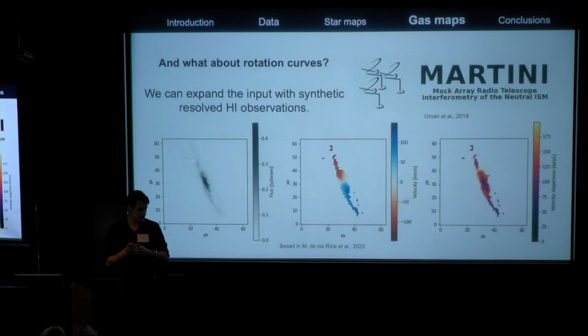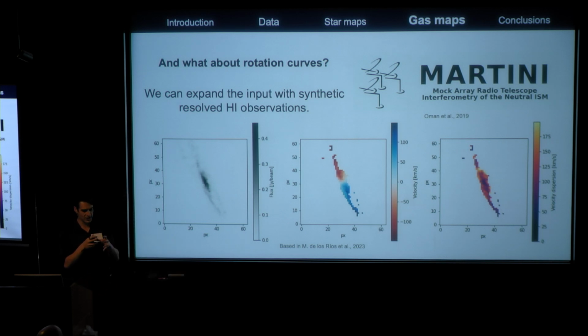What I have been doing these last months is to try to expand the network with more information. So in the local group, we have a lot of galaxies with proper H1 observations from which we can construct gas rotation curves. And as you know, this is a very good tool to infer density profiles. So why not try to apply the same logic with the stars to the gas and make more maps to input our network? What we have done is to pass its projection through Martini to construct synthetic resolved H1 observations.